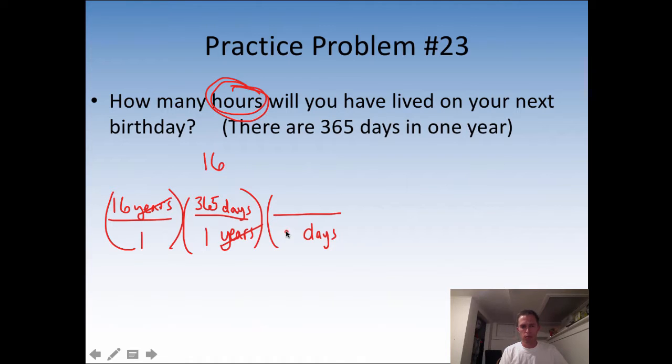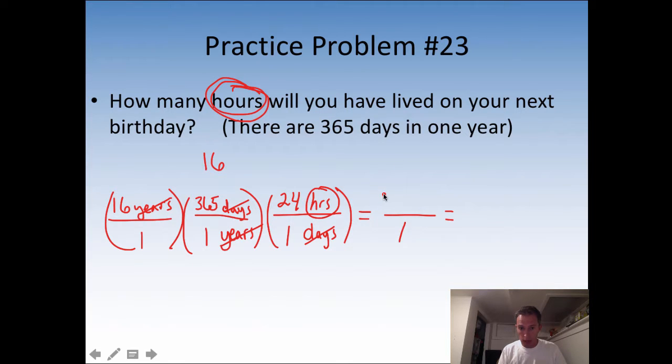Let's go to something smaller than days. Well, I guess we can go 1 day is equal to 24 hours. Okay, my days will cancel out. And so can I stop here? I've got hours, and it's asking me for hours, so yeah, I can stop. So now we can throw on the equal sign. 16 times 365 times 24. That number will go on top. 1 times 1 times 1, of course, is 1. And so let's do 16 times 365 times 24.